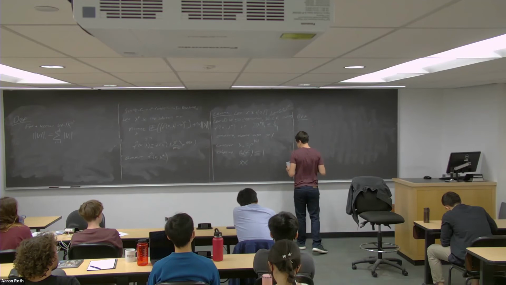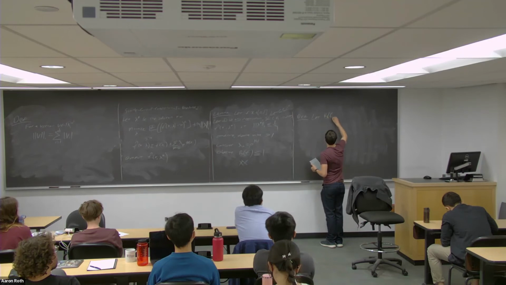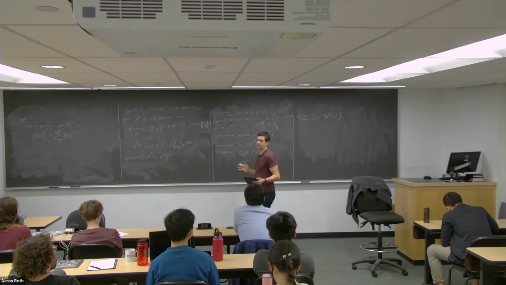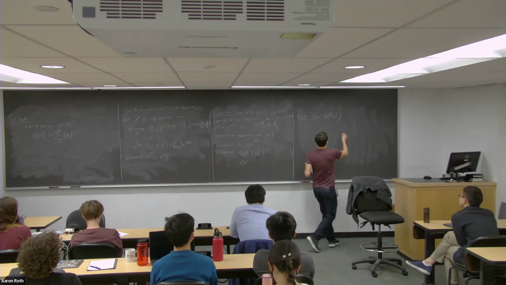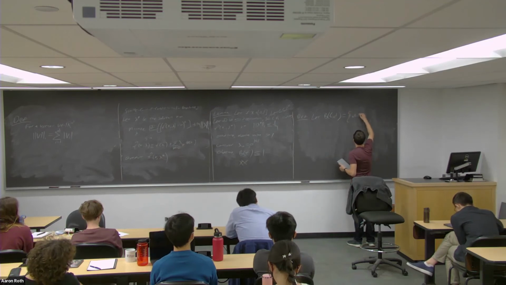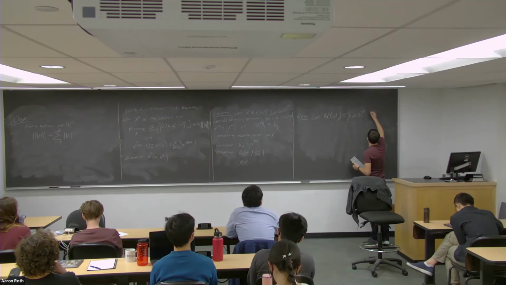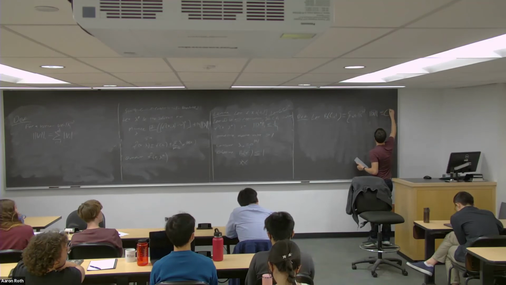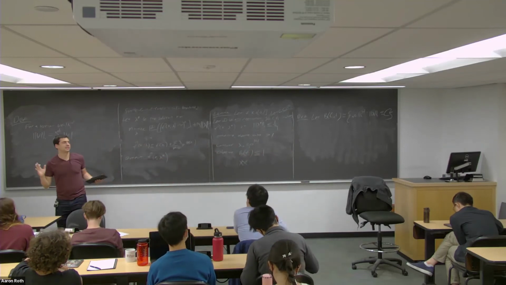So some definitions. First of all, let me write B, C, D to denote the L1 ball in D dimensions of radius C. This is just the set of all D-dimensional real valued vectors that happen to have L1 norm at most C. So this is a ball with respect to the L1 norm that has radius C.